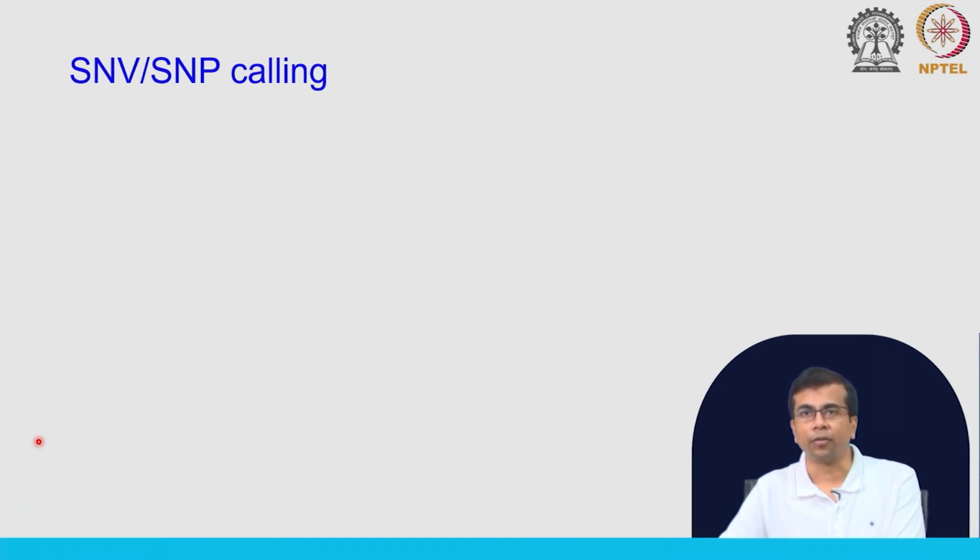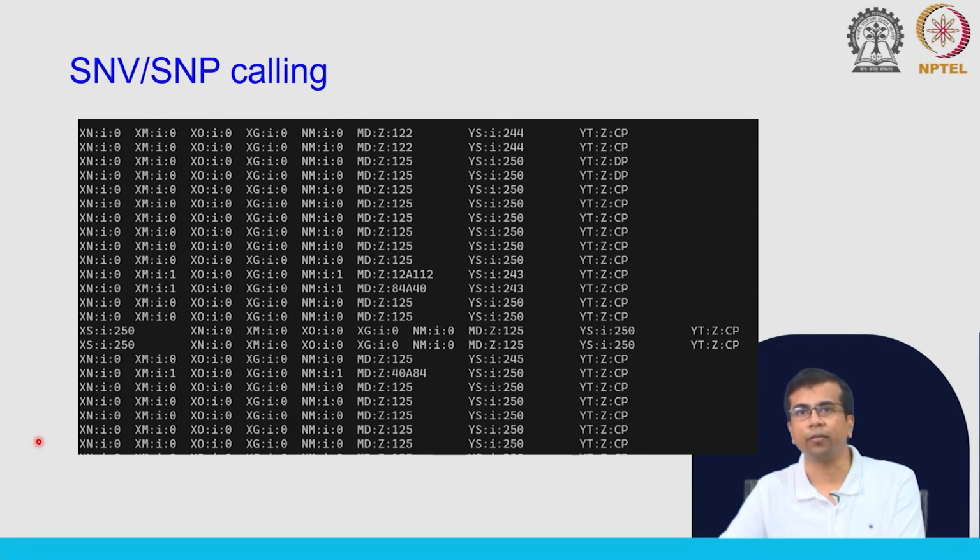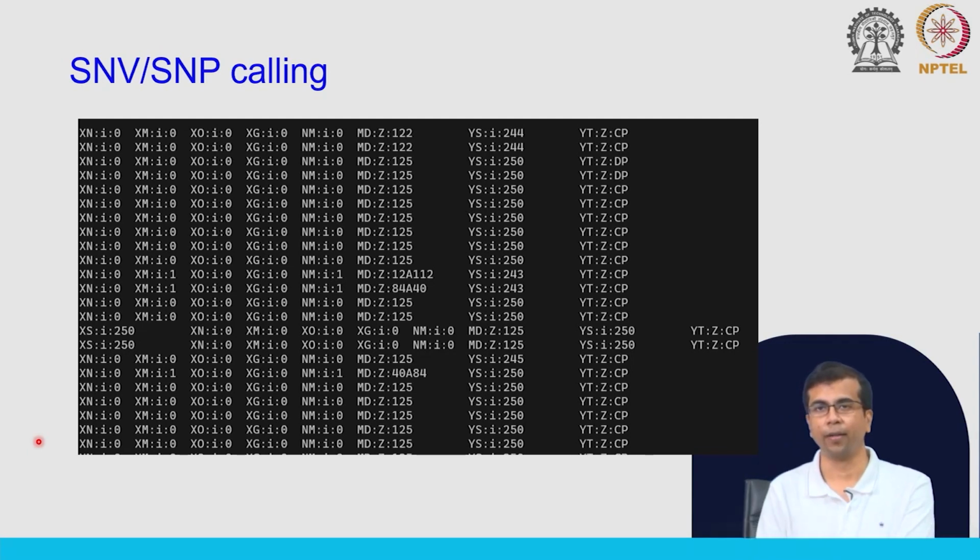Now we can talk about SNV and SNP calling. We will start with this image of the SAM file, which is what we generated when we did the mapping, and we discussed what these fields mean, hopefully you remember. One of the parts that is very important is this MD:Z part. The MD:Z part gives you the mismatches that are present in the read compared to the reference sequence.